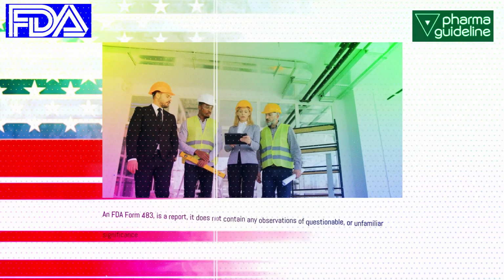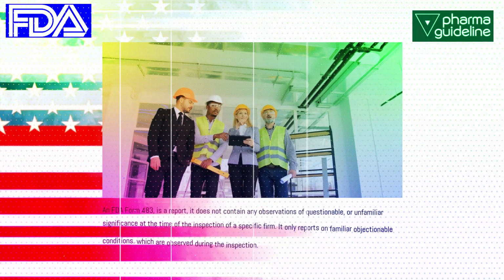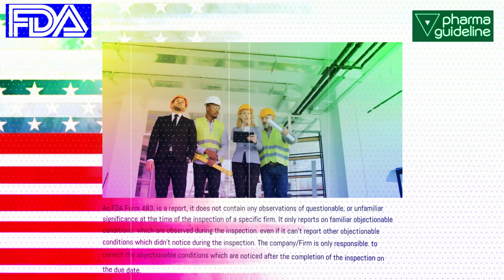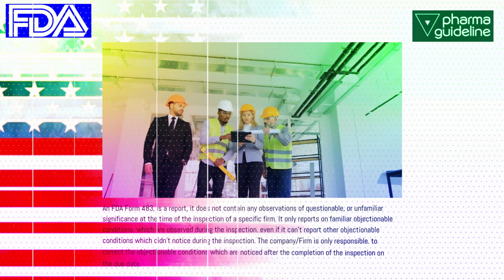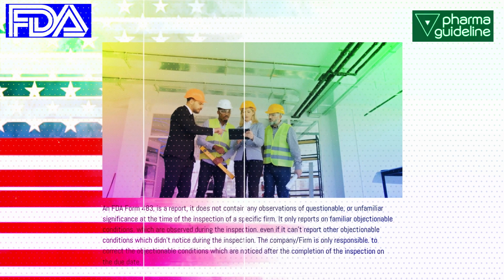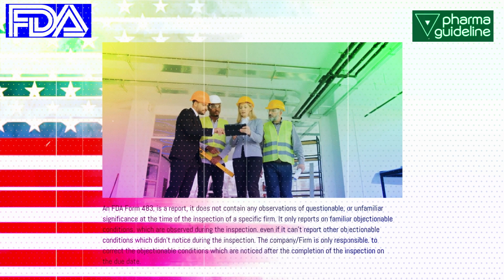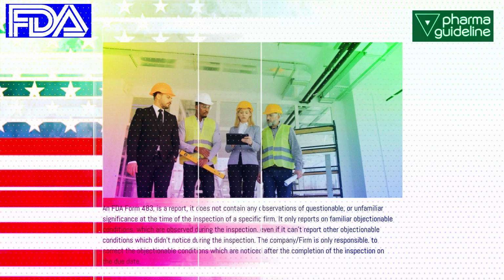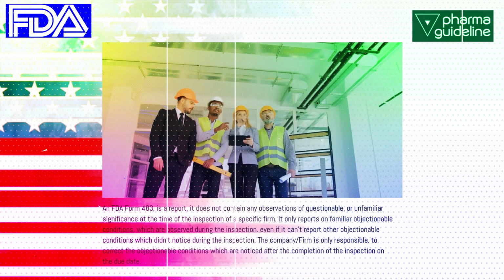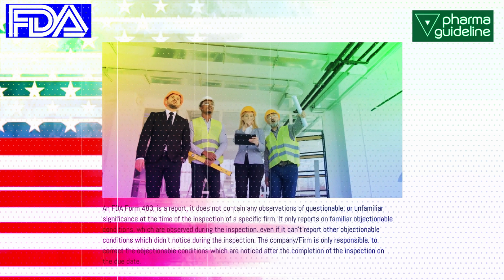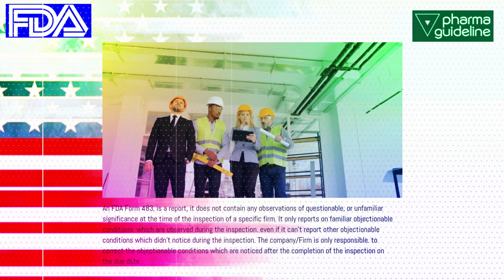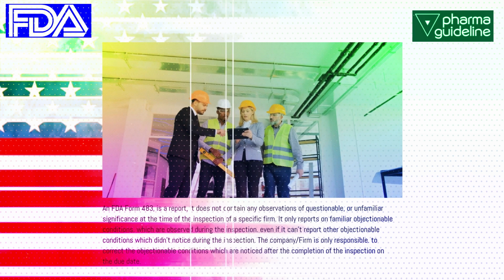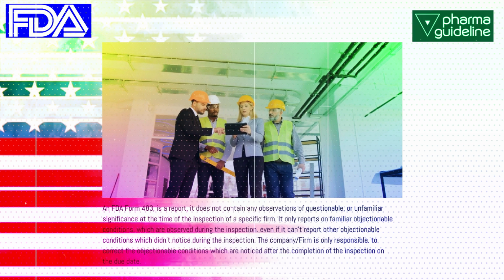An FDA Form 483 is a report. It does not contain any observations of questionable or unfamiliar significance at the time of the inspection of a specific firm. It only reports on familiar objectionable conditions, which are observed during the inspection. Even if it can't report other objectionable conditions which weren't noticed during the inspection, the company is only responsible to correct the objectionable conditions which are noticed after the completion of the inspection on the due date.